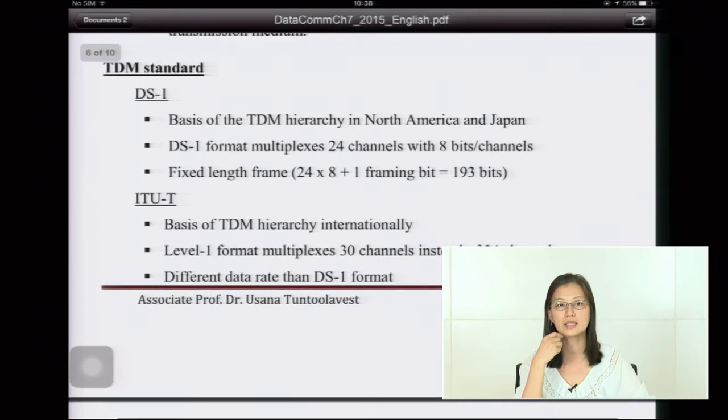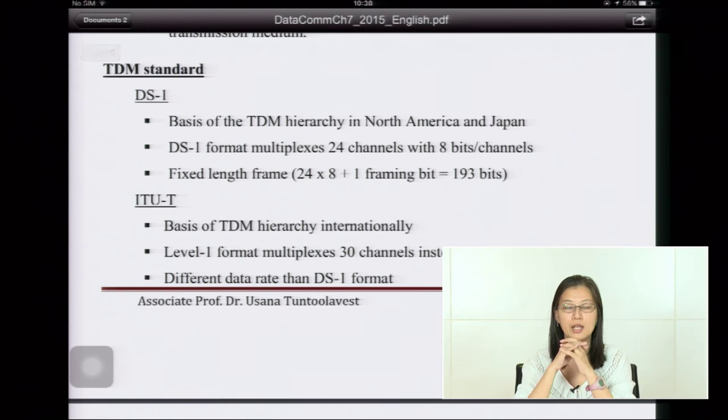Now, if you look at the TDM standards, we have the DS1 standard and the ITU-T standard. ITU is the International Telecommunication Union. DS1 is a standard for North America and Japan, so it is the basis of the TDM hierarchy in those areas. But in Thailand, we use the ITU-T standard.